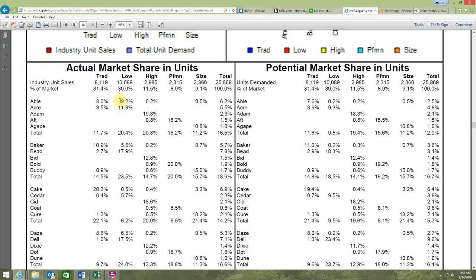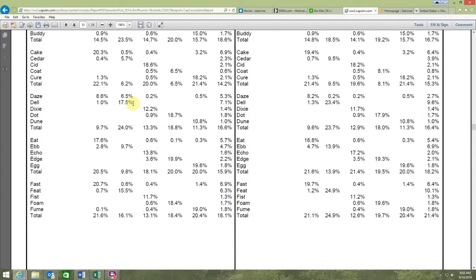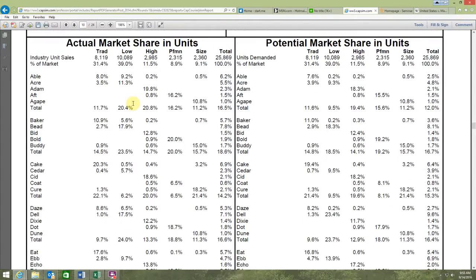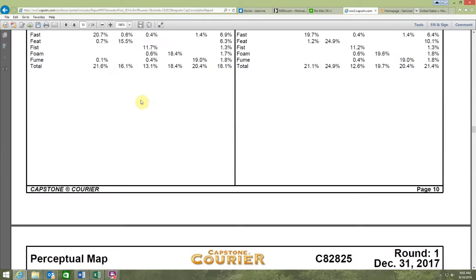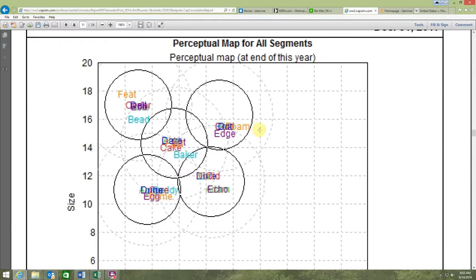And so they sold an extra 900,000 roughly of Able, and an extra 200,000 of Acre. Later I'll ask you on some of your assignments to do the math. We'll start with just doing the math for sales and try to figure those things out, and it'll get more complicated. Here are some better perceptual maps, a little more visible, or easier to see as to what's going on.